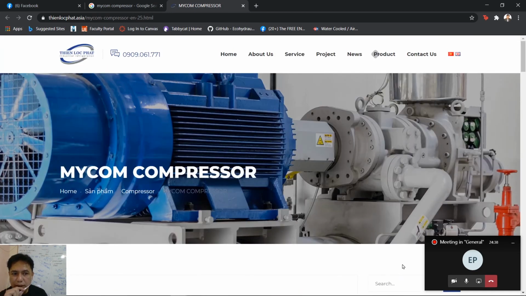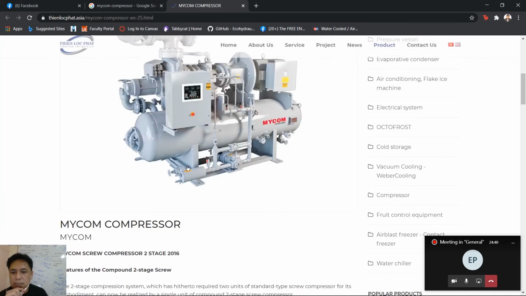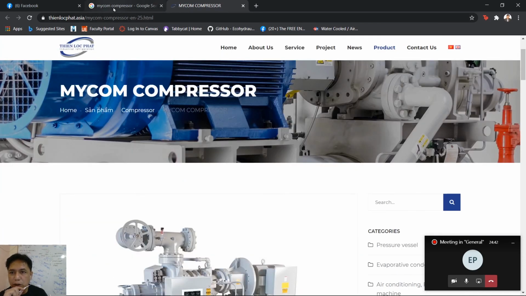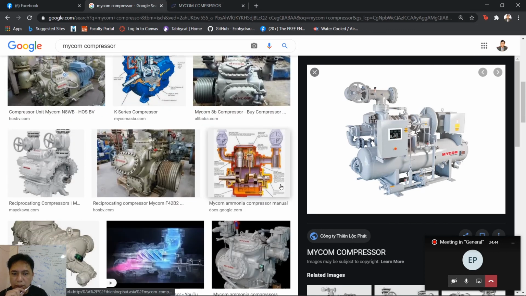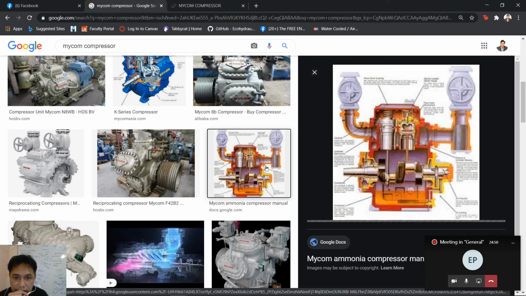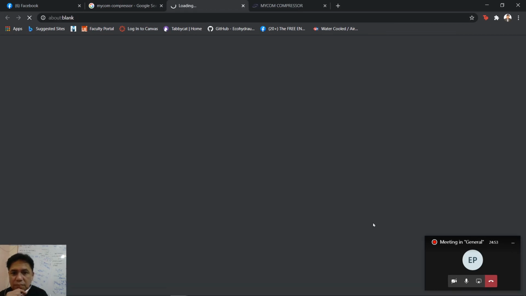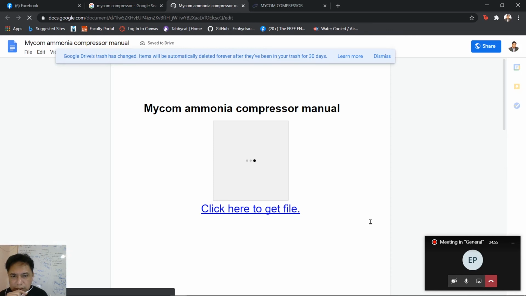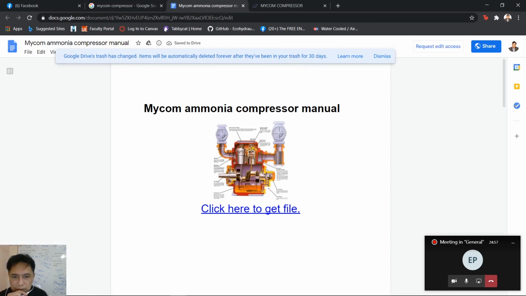So my point here is that this is far more complicated than the one we are studying. It's very complicated compared to the diagram that we are studying. So let us pull this out so that we can see the parts. Late pala. MyCom.